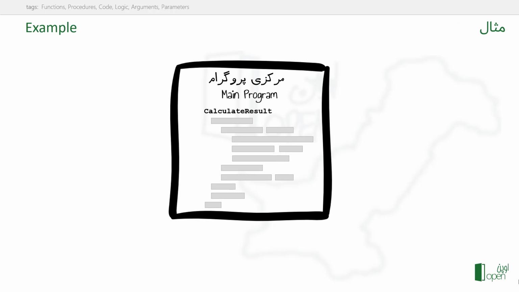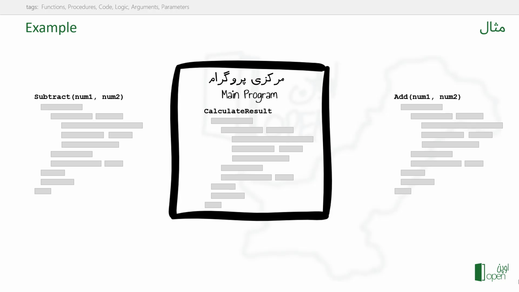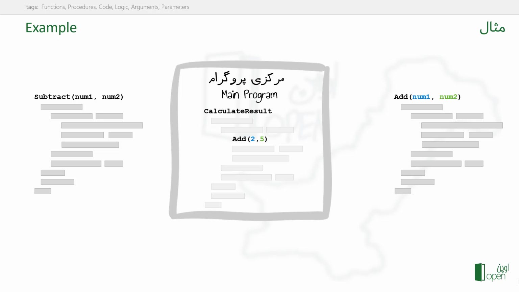Looking at an example, there is a main program with the name calculate result. There are 2 functions, add and subtract, with 2 parameters each. The main program calls the function called add. The statement is called a function call, which causes the main program to stop running and the add function starts executing, with the parameter values passed as arguments.